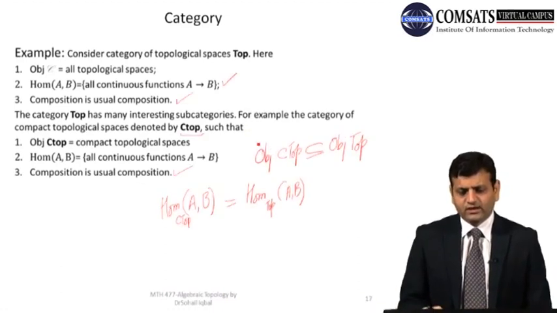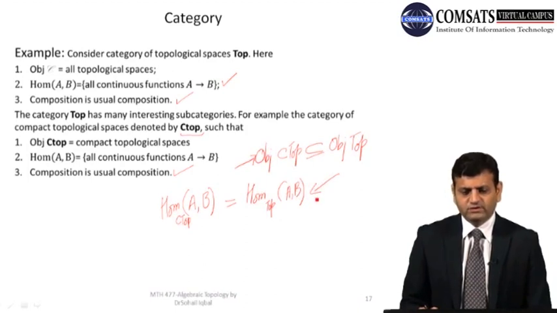So in this case, we have restricted the objects. Observe that the morphisms remain the same. There is equality in the morphisms because they are just continuous maps. So instead of just restricting the objects, we can keep the objects and restrict the morphisms.